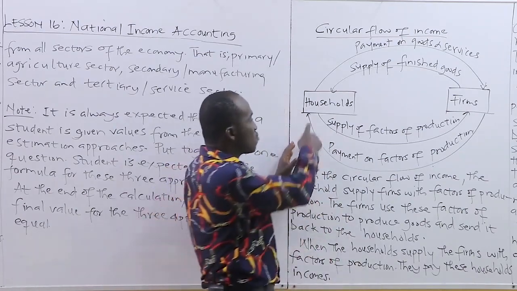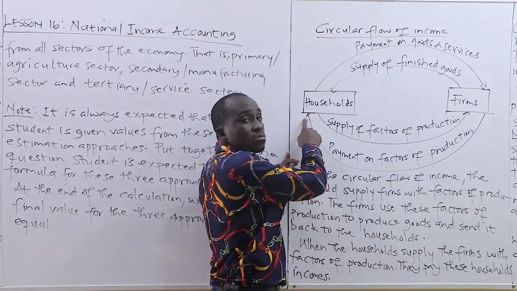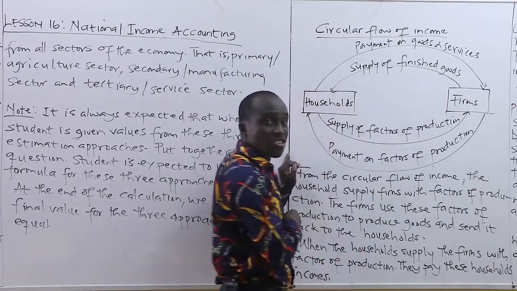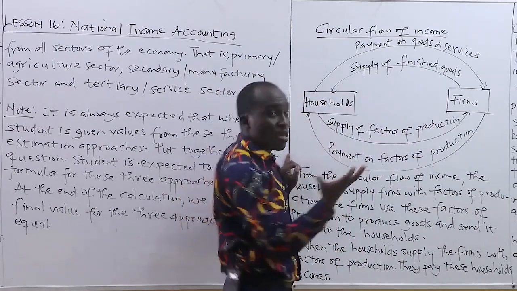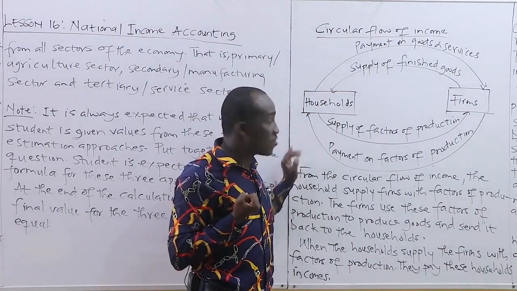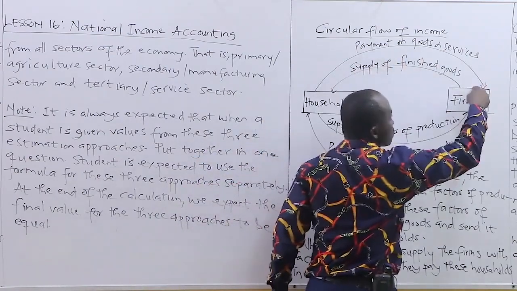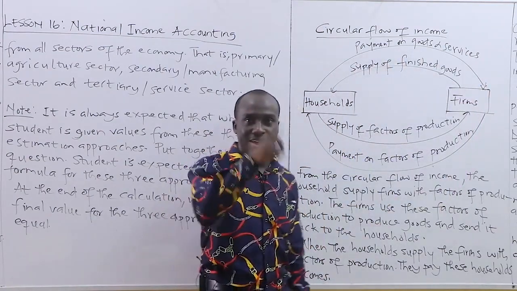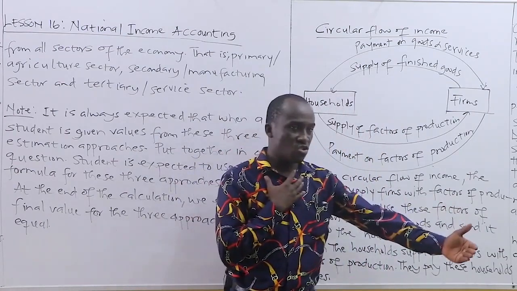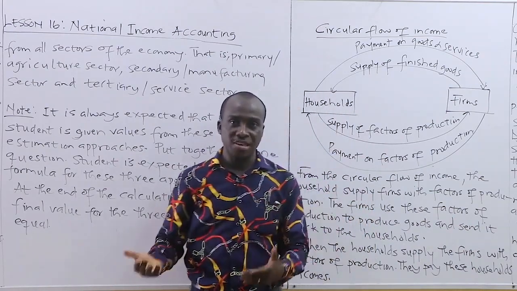So the household supply the firms factors of production, and the firms pay them for the factors of production. When the household also buys goods and services from the firms, it's not for free. The firms use the money they got from the household when they supplied the factors of production to pay for the goods. So it's like a cycle. I give you factors of production, you pay me, you give me goods, I use the money to pay you back. It's a very simple analysis. We are assuming you don't invest, you don't save.